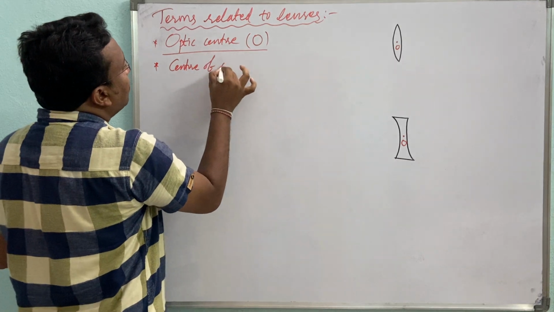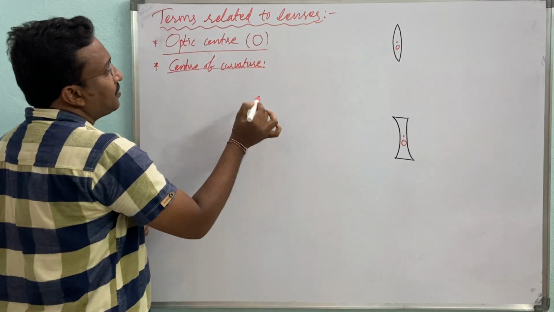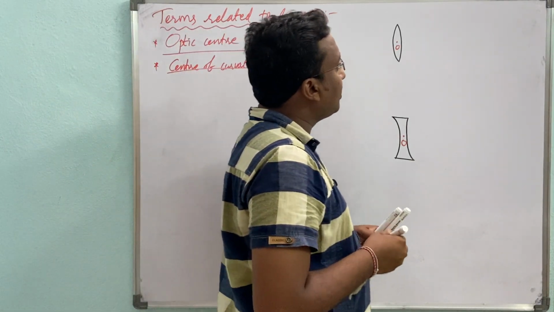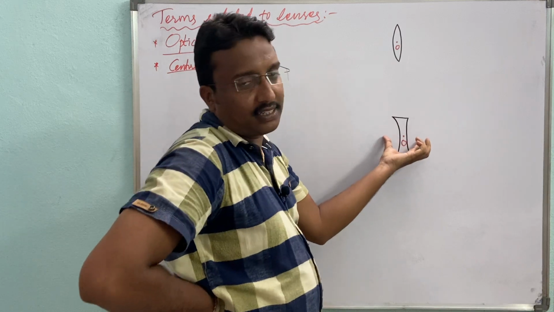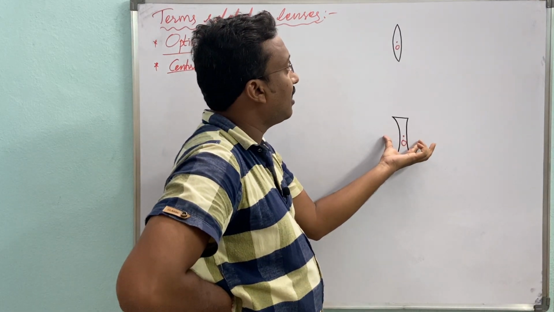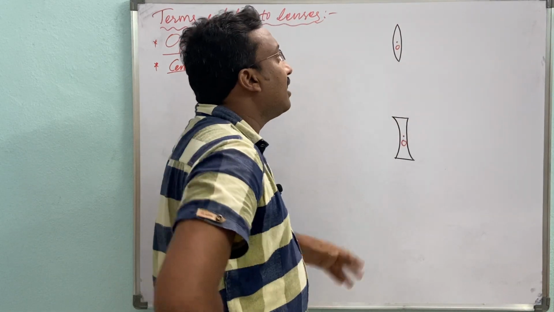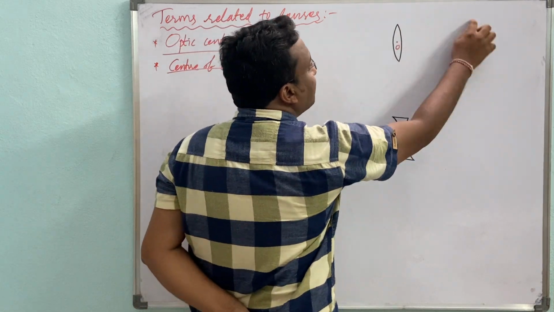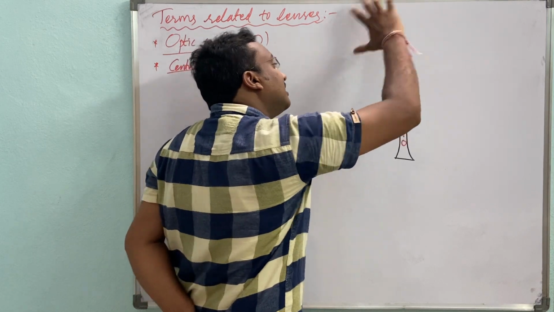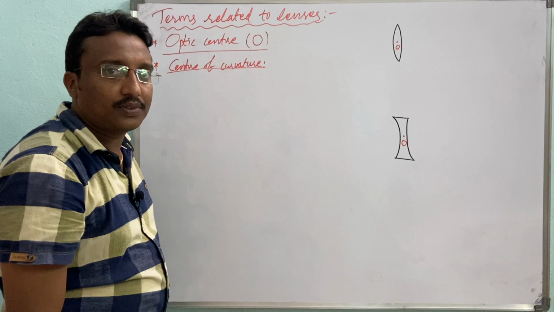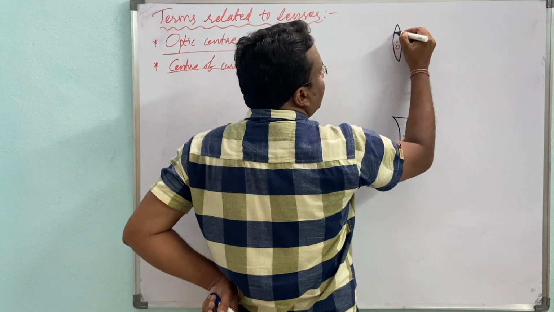center of curvature. Center of curvature means the convex lens or concave lens, whatever it may be, is bounded by a spherical surface, right? Then the center of the sphere of its lens is called the center of curvature. Got it? Then here, for example, see, this is one curved surface.